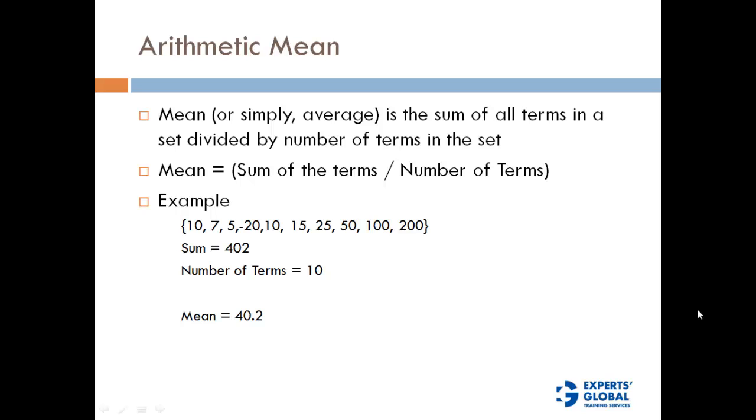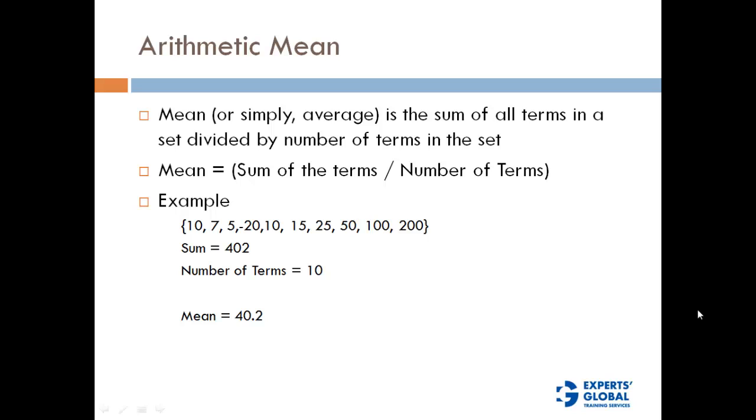One of the basic concepts of statistics is arithmetic mean. You may be simply knowing it as average. Arithmetic mean is the same thing as average. It is the sum of all items divided by the number of items.